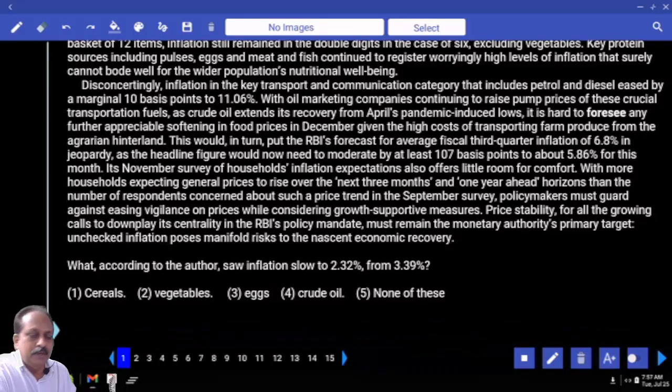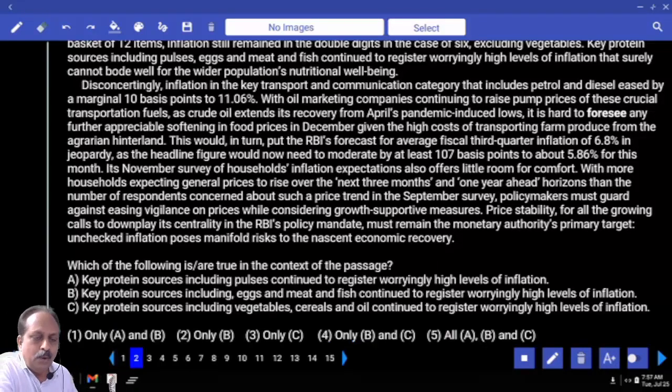We'll see the first question. What, according to the author, saw inflation slow to 2.32% from 3.39%? So what is the answer? The very first option, clearly mentioned. Next time I'll show where it is also. I'm trying to improve slowly, from a design point of view. Though it takes time, the only problem here is that the number has been going down. It has to go up, but it has been going down. One of the reasons could be bad weather.